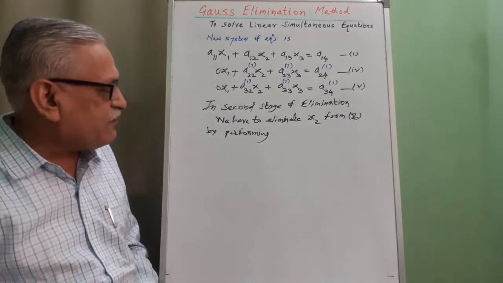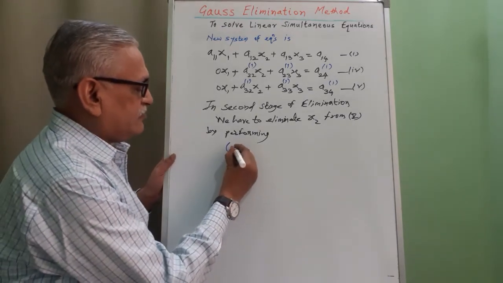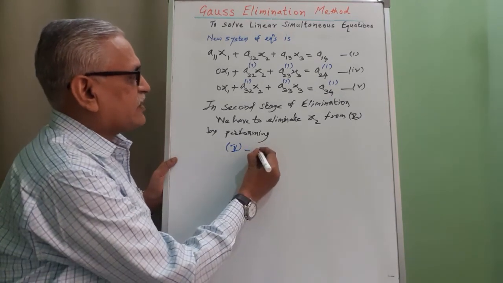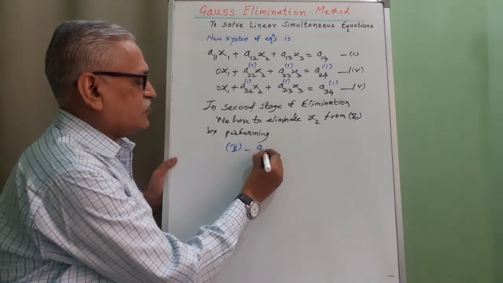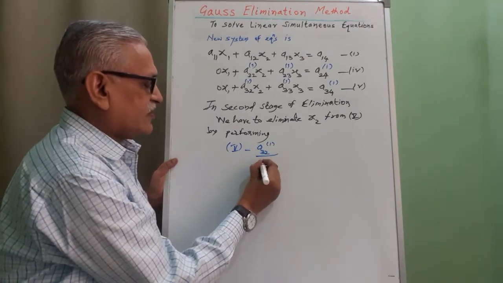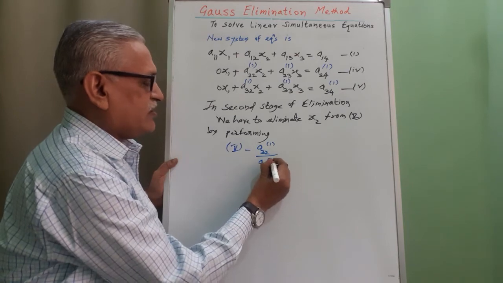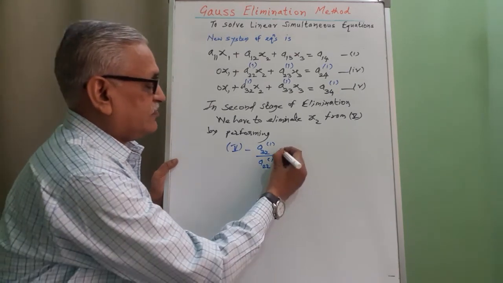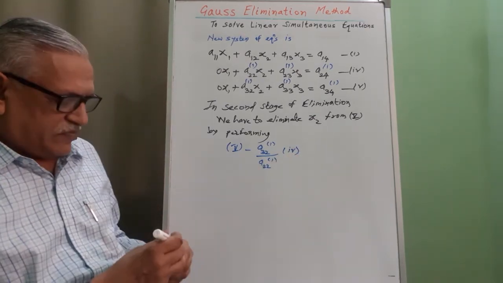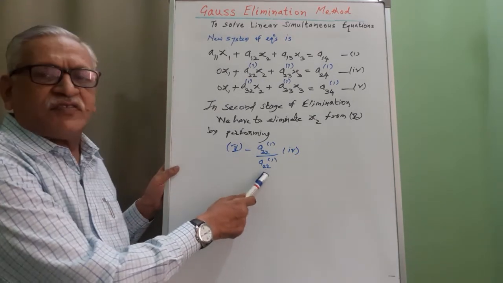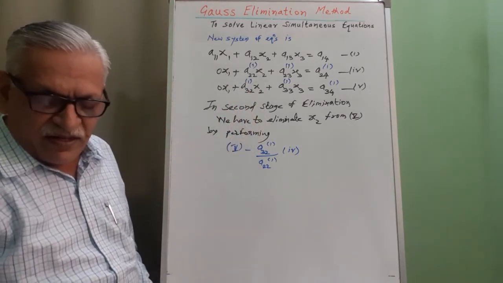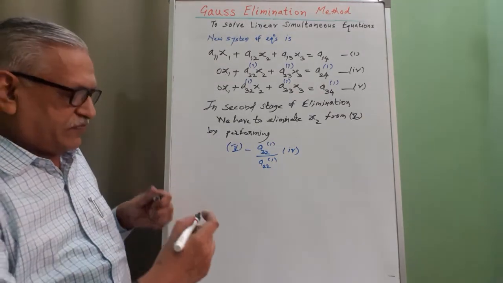And therefore, that step is equation 5th minus multiplying factor a32(1) divided by a22(1) into equation number 4th. When we perform this step, this x2 is eliminated. We get new system of equations.